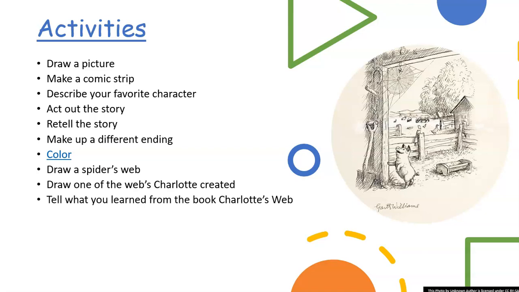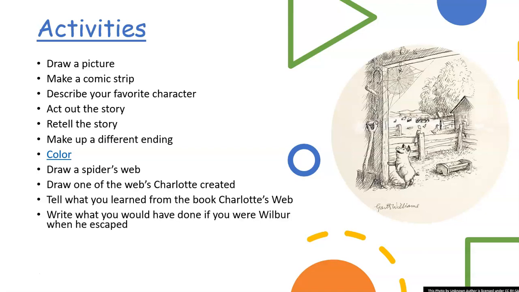Next, tell what you learned from the book Charlotte's Web. Have you learned something about life on a farm? Have you learned something about different types of animals? Have you learned something about friendship so far? Whatever you've learned, write or draw a picture of what you've learned.